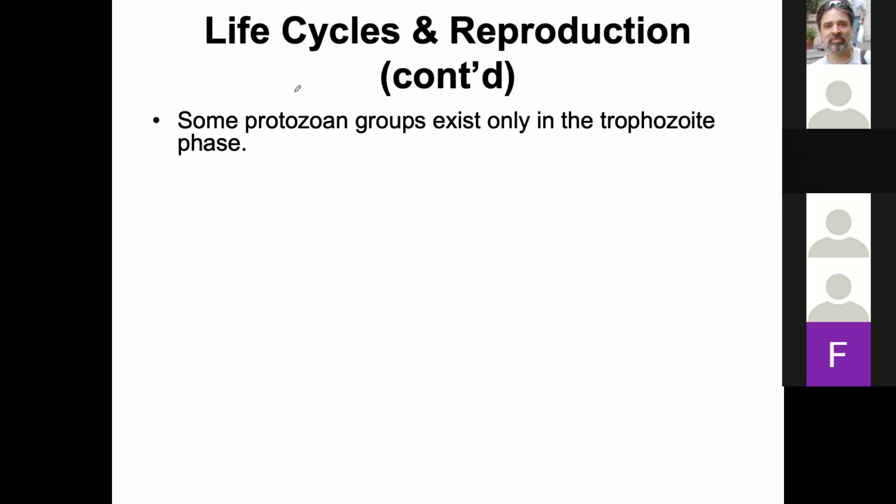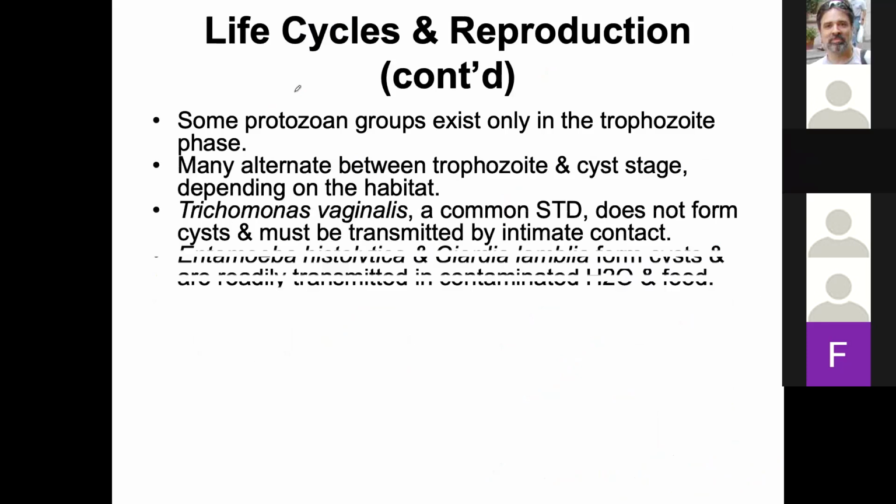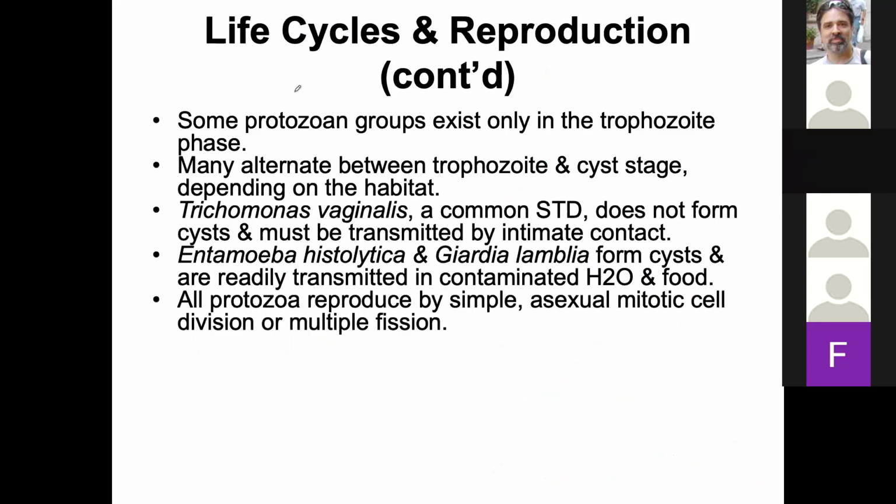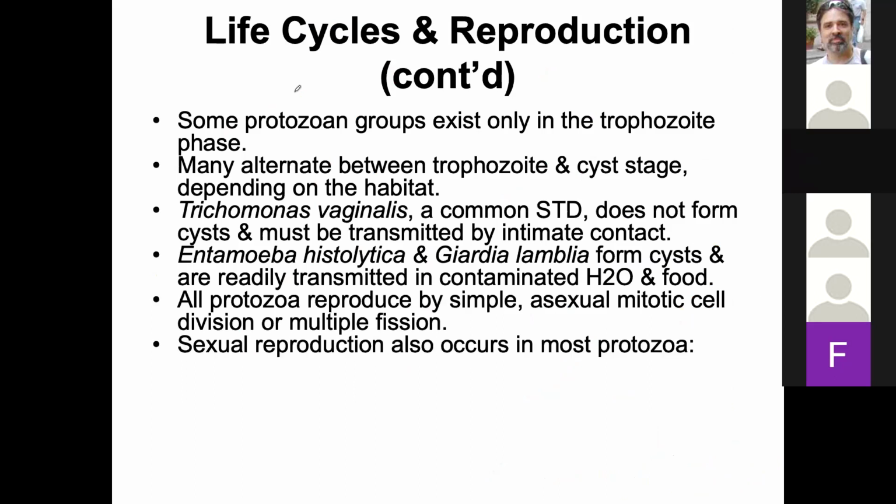Some protozoans are only trophozoites, and some alternate between trophozoite and cyst. Some examples that cause disease: Trichomonas vaginalis, which is an STD, doesn't form cysts and is transmitted by contact with infected bodily fluids. Entamoeba histolytica and Giardia lamblia form cysts that are transmitted in contaminated water and food.